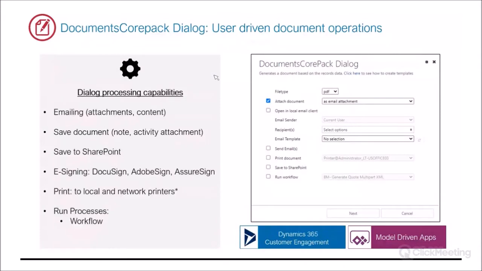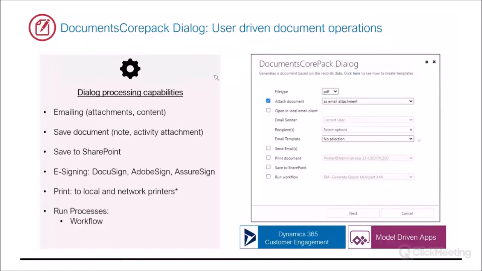So for example, you can do emailing with it. You can attach the document that you generate as an attachment to an email, or you can do rich email content using DocumentsCorePack and attach that in there. You can save the document. There are several places where we can do that. You can save it to a note, activity attachment, or push it over to SharePoint.